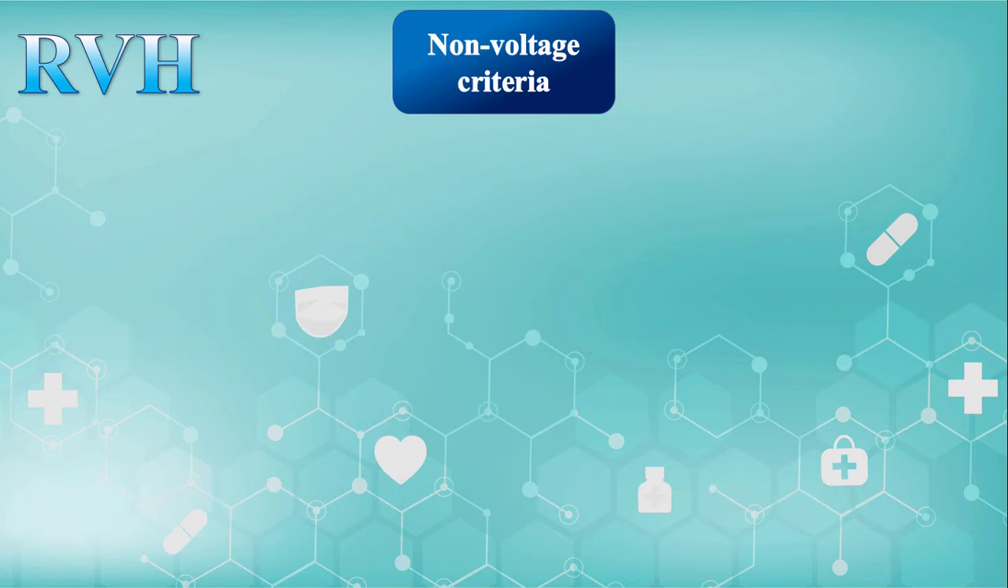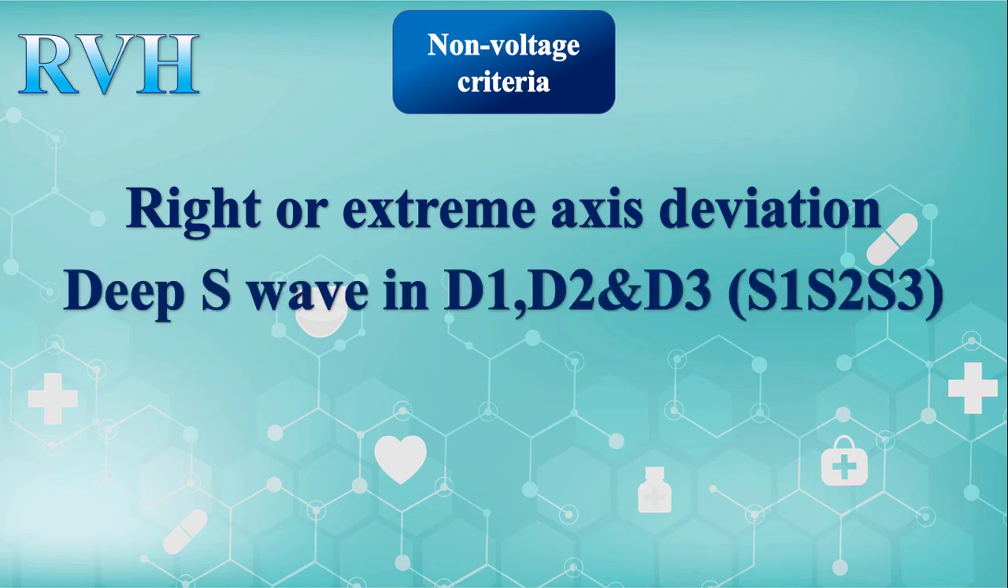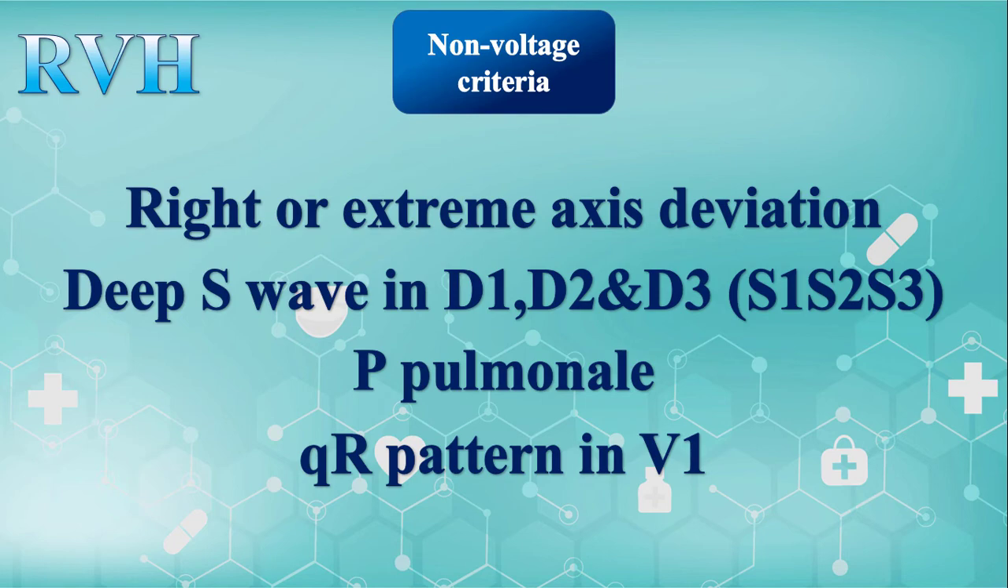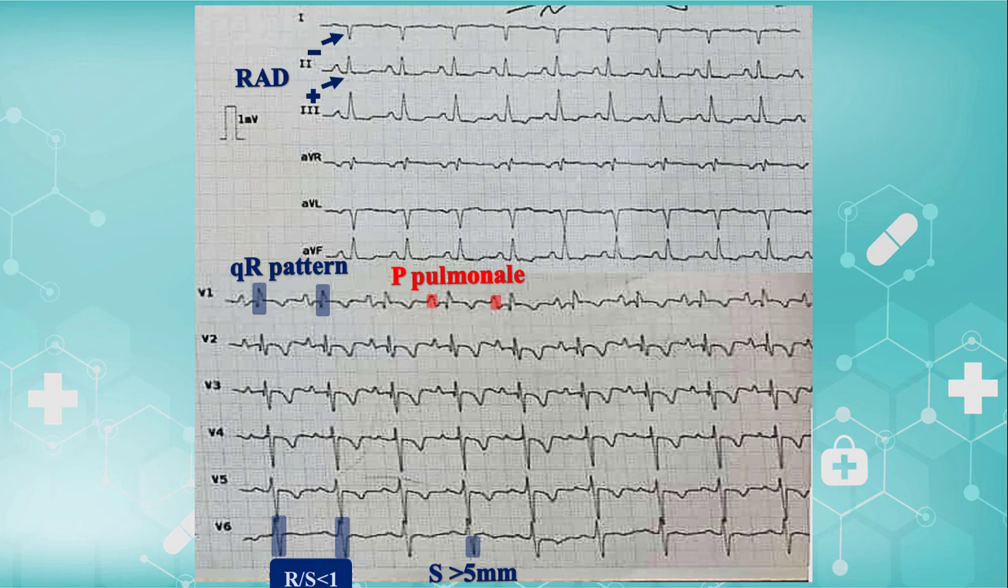Non-voltage criteria for RVH include right or extreme axis deviation, deep S wave in D1, D2, and D3, which is so-called S1, S2, S3 pattern, P-pulmonale, and QR pattern in V1. In our strip, QR in V1, right axis deviation, and P-pulmonale are non-voltage criteria that favor RVH. Additionally, the ratio of R to S wave in V5 and V6 is less than 1, and S wave in V6 is more than 5 mm as well. All these findings are highly in favor of RVH.